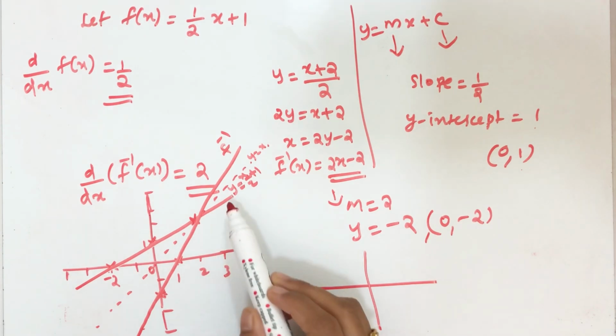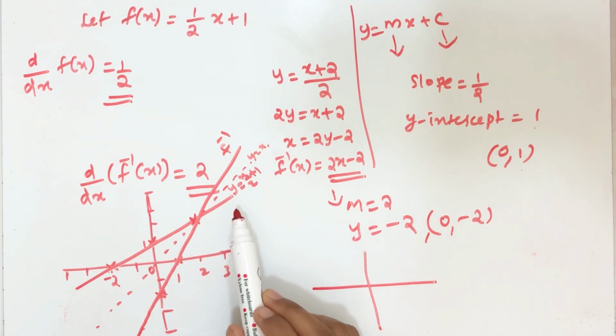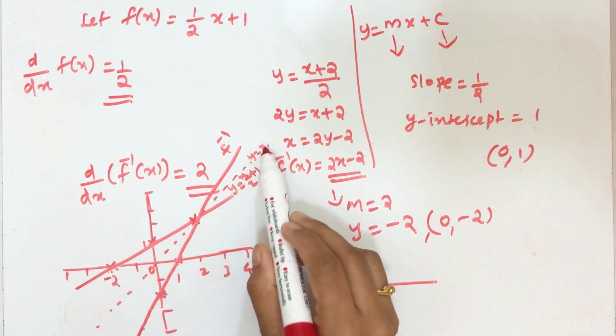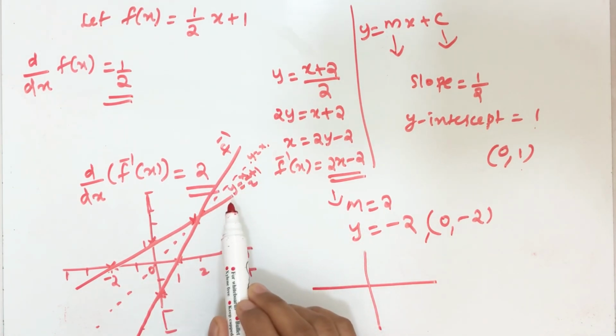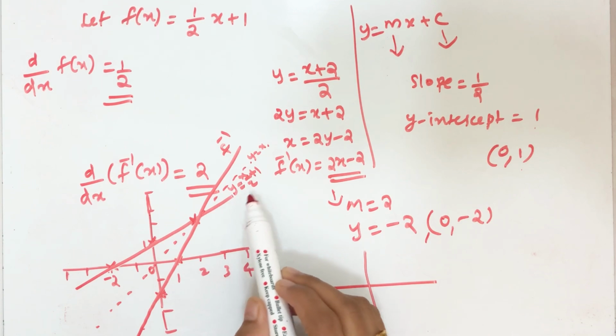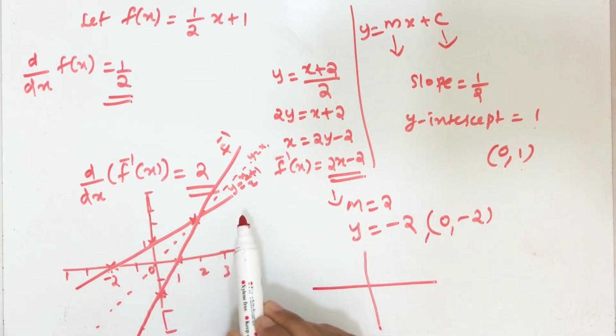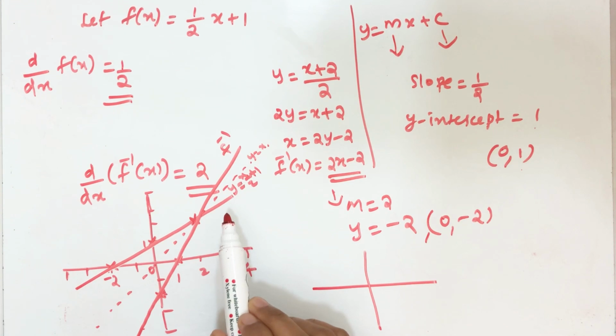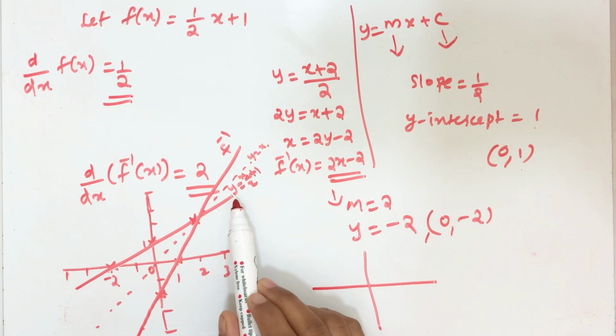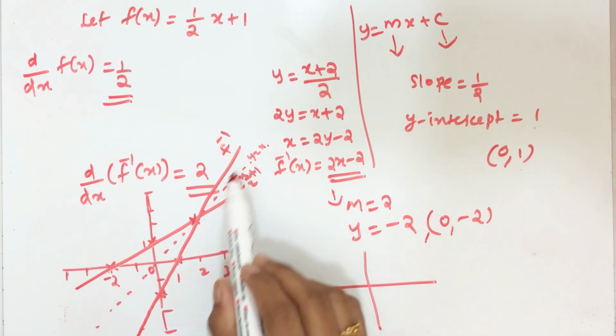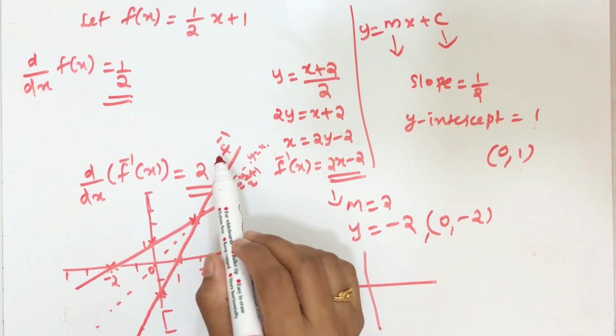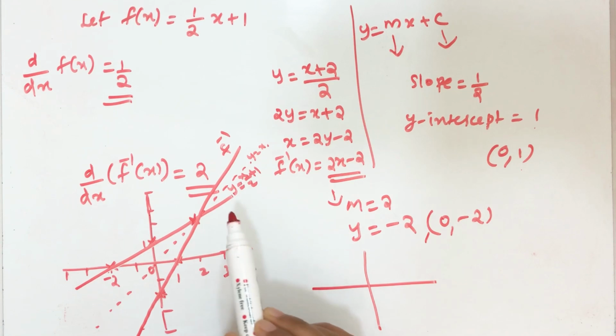We can say that reflecting a non-horizontal or non-vertical line across the line y equal to x. Here f inverse is the reflection of the line y equal to x by 2 plus 1 across the line y equal to x. So reflecting a non-horizontal or non-vertical line across the line y equal to x always inverts the line's slope. Here the line y equal to x by 2 plus 1 has the slope 1 by 2, and reflecting this line across the line y equal to x, we get the slope as 2. That is, the slope gets inverted.